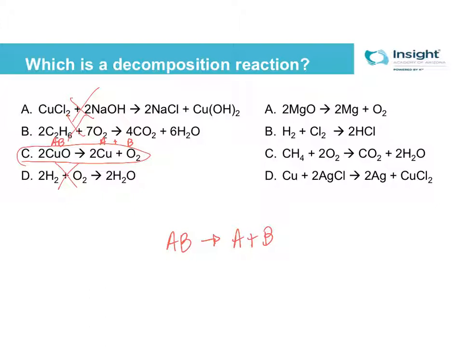Looking at the next one. Two reactants, two reactants, two reactants. A has got to be it. Here's your AB, A plus B.